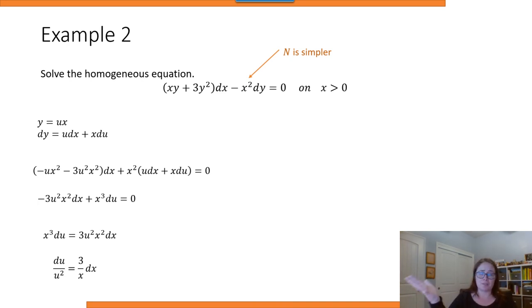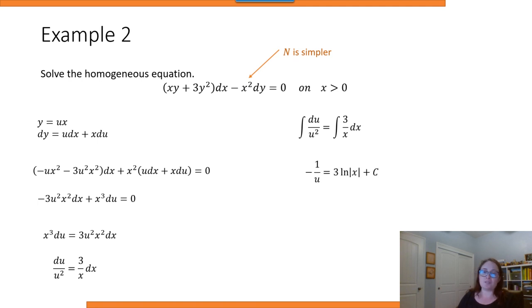U's are on the left, x's are on the right, so I can use separation of variables to integrate this. I will integrate both sides of this equation. Integral of u to the negative second is negative 1 over u. Integral of 3 over x is 3 natural log of x with the absolute value on there, plus c. Okay, so gosh, I'm getting close to the end here. It's a long problem, but I've integrated. And so now I can go ahead and solve this for u.